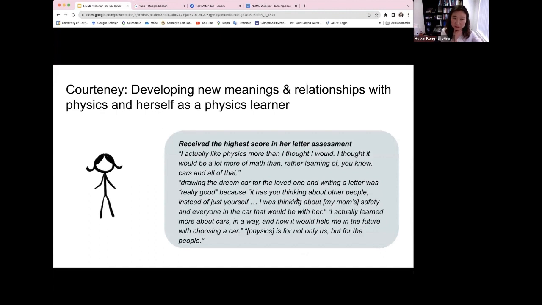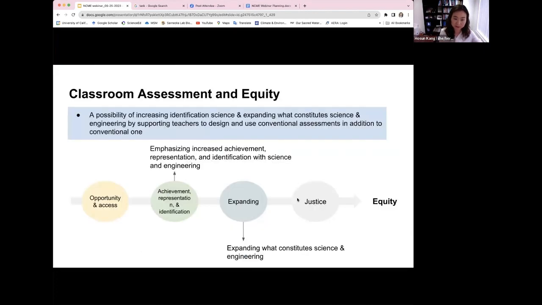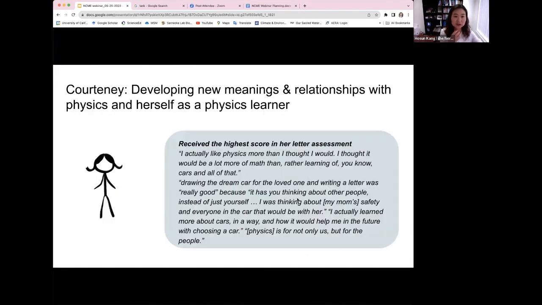However, she talked about unconventional assessment, drawing, and writing a letter to a loved one while explaining the safety feature. She actually received the highest score in her letter assessment, which matches well with the quantitative pattern that we saw. And in her comments, she showed that she developed new meanings as a physics learner, and she developed a new relationship with physics and with herself as a physics learner.